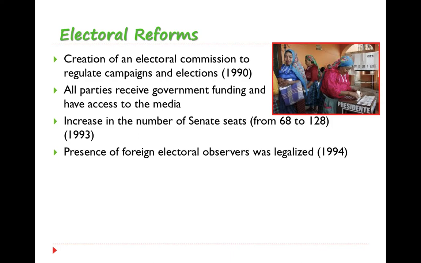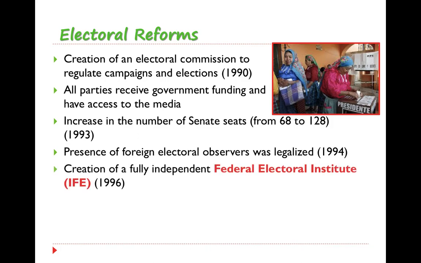Foreign electoral observers. This is really interesting. In 1994, what this means is that people from outside the country can actually have a role in overseeing the election to make sure that the process is running smoothly and in a democratic fashion.